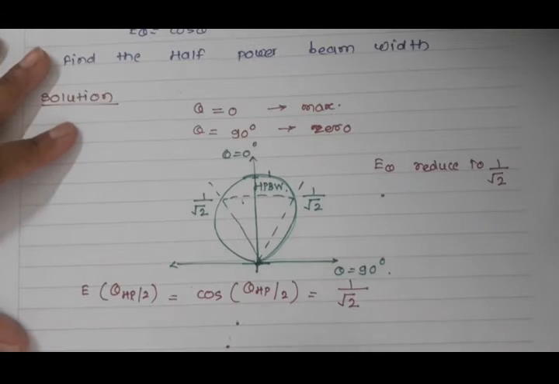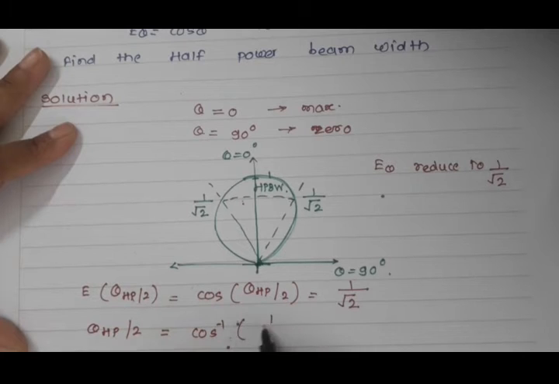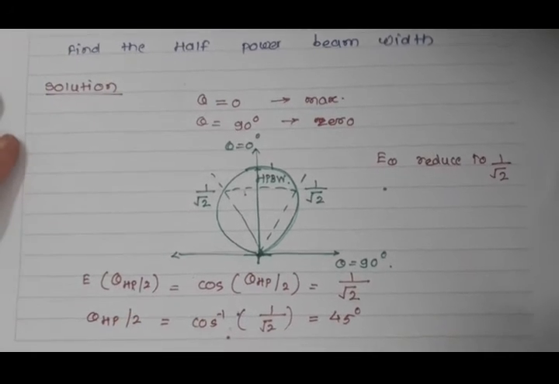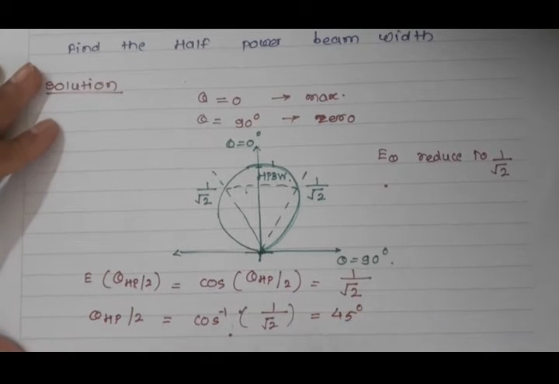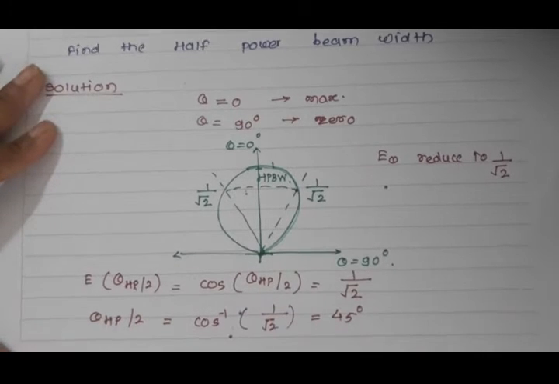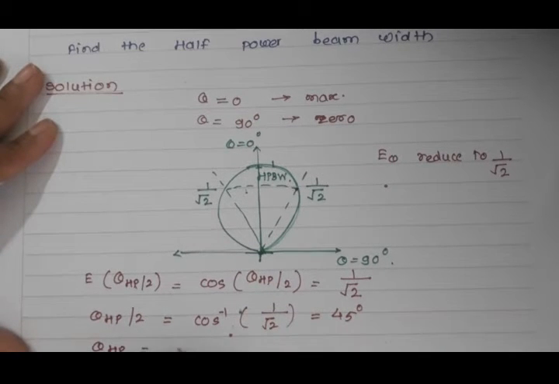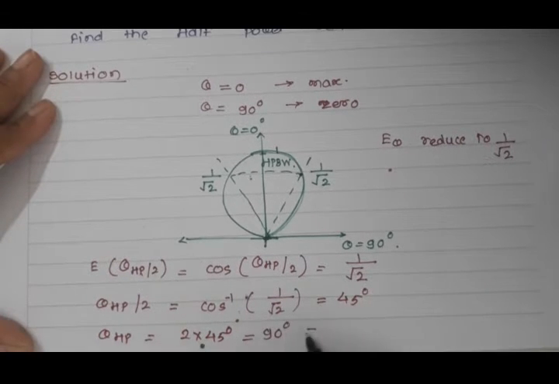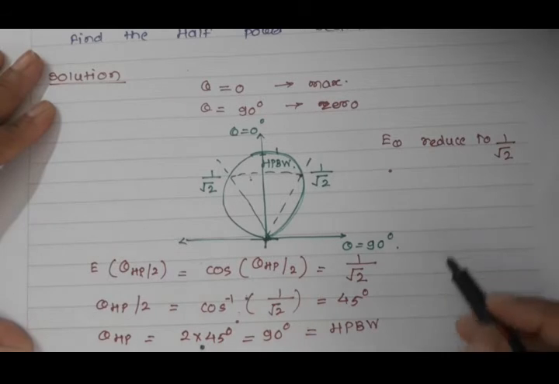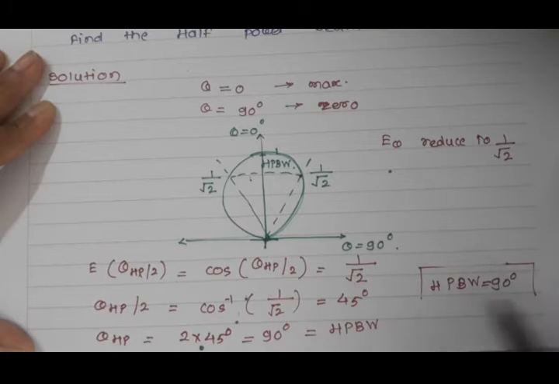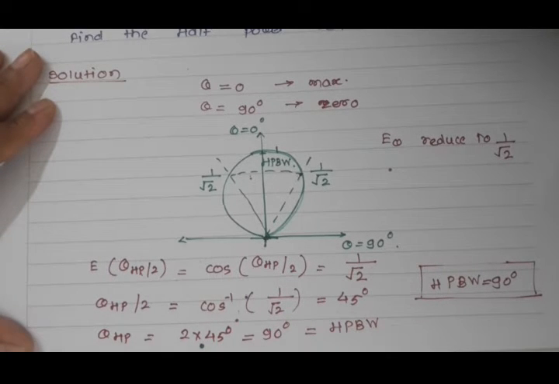So theta half power is equal to cos inverse of 1 by root 2, which is 45 degrees. So this will be the 45 and this will be the 45, where I am getting the power 1 by root 2. So my theta HP, that is the half power beam width, will be 2 into 45 degrees, which is nothing but 90 degrees. So I can conclude that my half power beam width is 90 degrees. This is the solution for this problem.